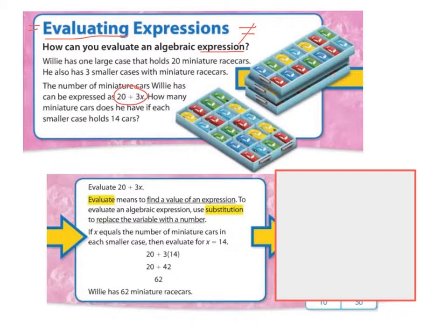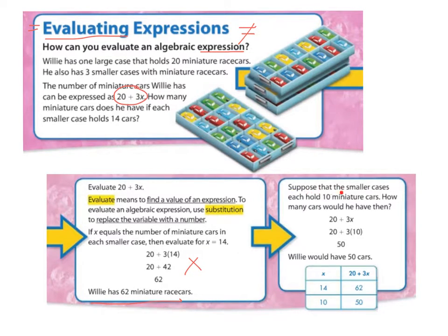And if you were lucky, you were handed it to tape into your notes, because everybody loves doing that. So, if x equals the number of miniature cars in each smaller case, then evaluate for x equals 14. All right, 20 plus 3 times 14. How did they get that? Well, I'm looking back up here. All they did was substitute 14 for x. So now you have 20 plus 3 times 14, which is 20 plus 42. We know that whenever a number is next to parentheses, you multiply. And then they add 20 plus 42, and that's 62. Willie has 62 miniature race cars.